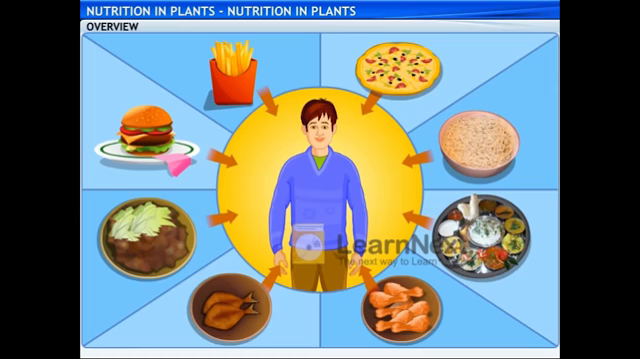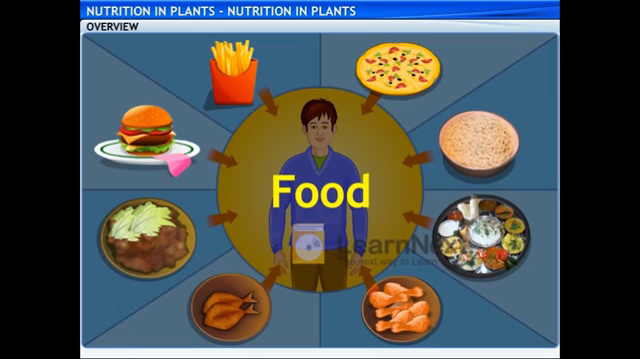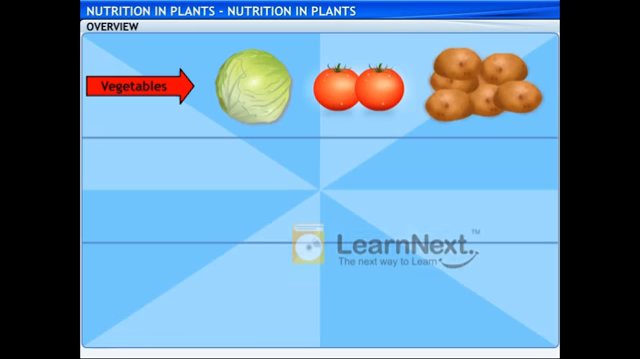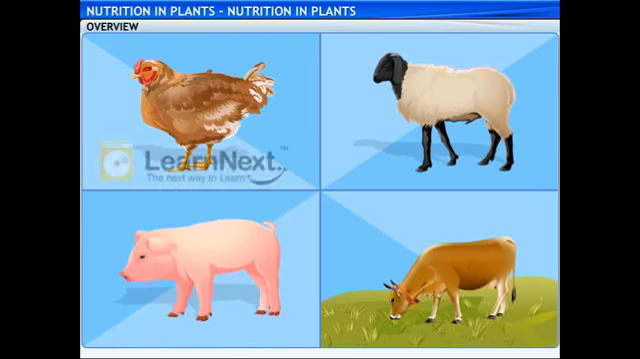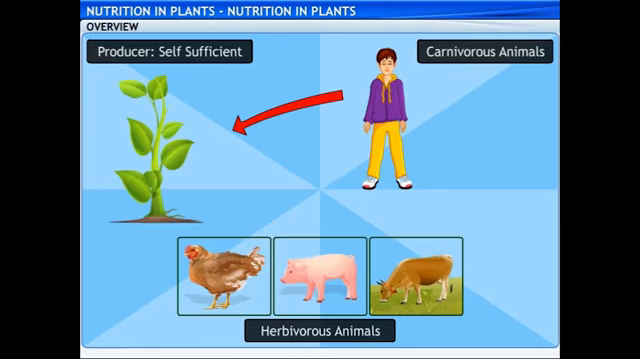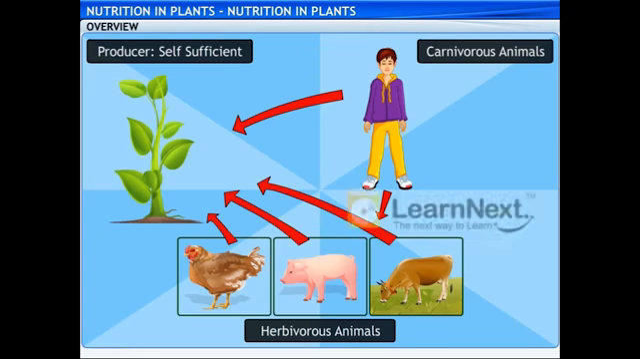We know where to get our nutrients from. We get them from food, right? Be it vegetables, fruits, or meat. Have you noticed that most of the animals that we consume as meat depend on plants for their nourishment? So, we can conclude that we are all directly or indirectly dependent on plants for our nutrition.